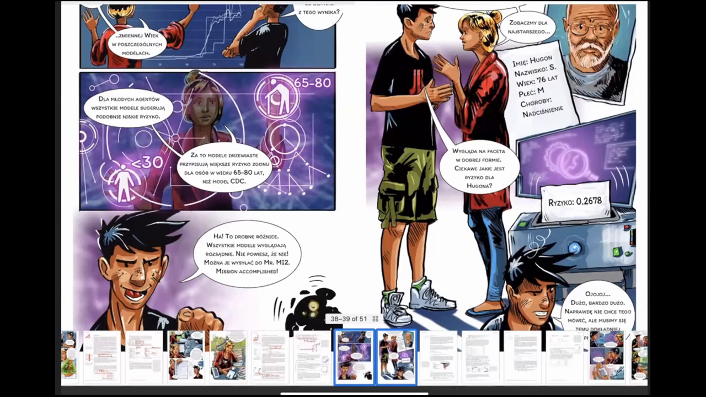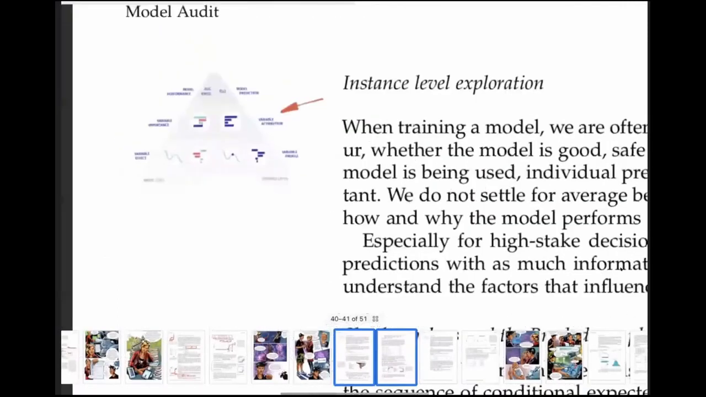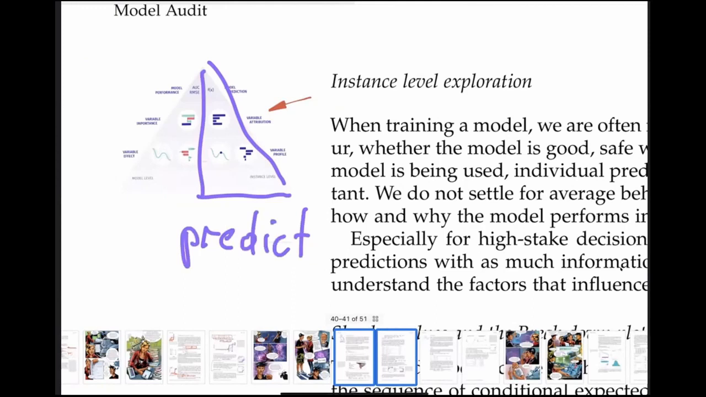Steve is a person. Here you have some characteristics of Steve, and we'll see what we can learn about model behavior for Steve. Now we'll be talking about this left part, predict, related to a single prediction. We can use the predict function to calculate this prediction, but now let's see how exactly it's calculated, which variables contribute to this prediction.